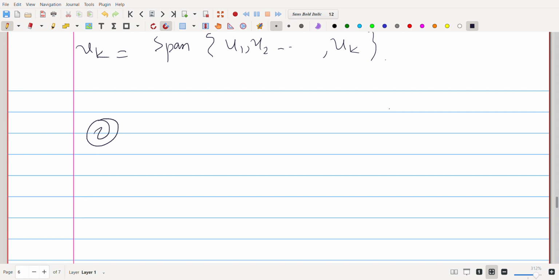So A square also has the same property because A square can be written as P inverse J square P, but J square is also a triangular matrix. So the statement that A square doesn't have any invariant subspace of dimension n minus 1 is also false. So the second one is correct. Fine. Move to the next problem.